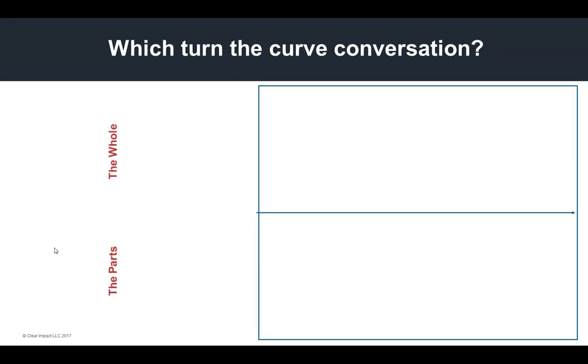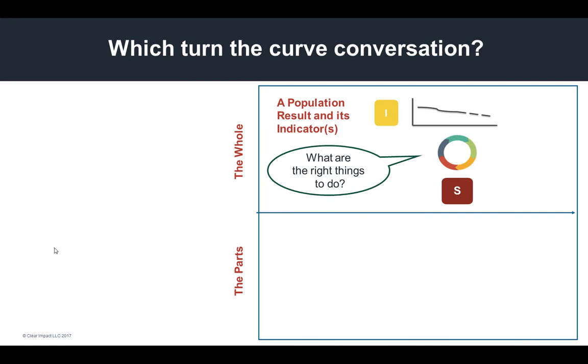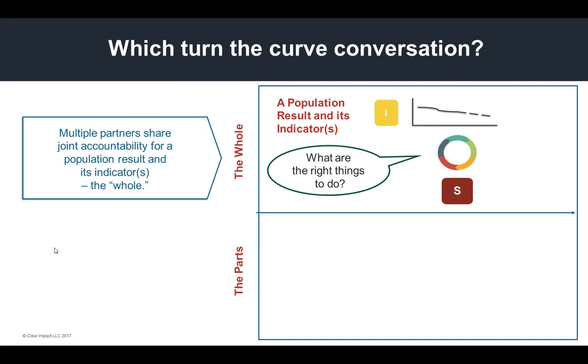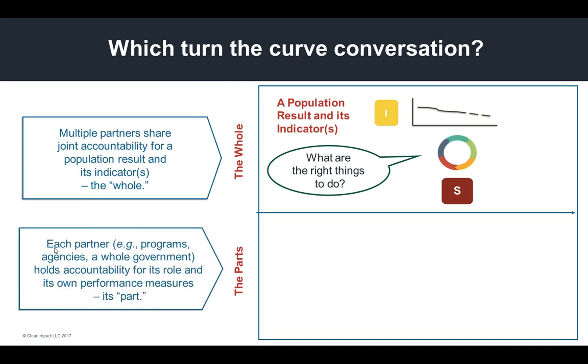Population performance: when we talk about a population result, we will ask what are the right things to do to turn the curve on the indicator. This requires joint accountability among partners or stakeholders. When we know what our roles are and what we're going to do, then we ask each partner or stakeholder what is their role and what their performance measure will be. What will each performance measure be, and how do we use performance measures to know if we're doing things right? So again, there are always two different conversations to support each other.